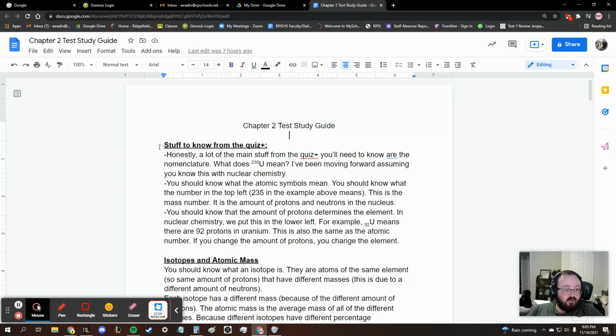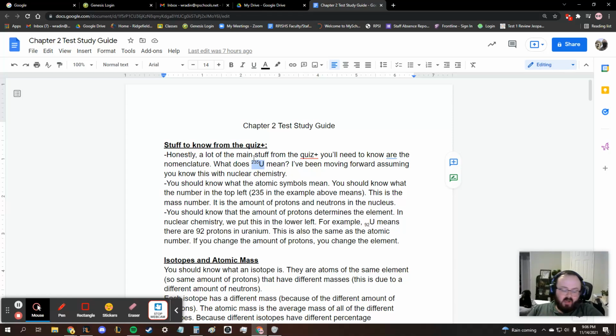First section right here. This is stuff from the Quiz Plus that's going to be on this test. I'm basically assuming that you know a lot of the basic stuff from that Quiz Plus. I decided to split it up into two parts, really just to not overload this test too much. But you should know what this notation means. 235U. You need to know that. The nomenclature stuff, the atomic symbols, the protons, all that stuff. That's kind of the biggest takeaway.